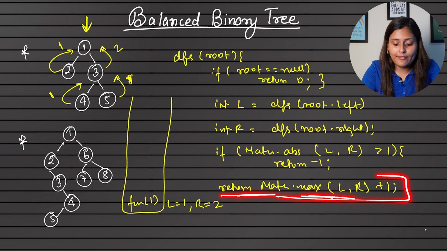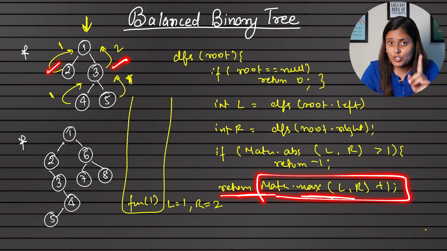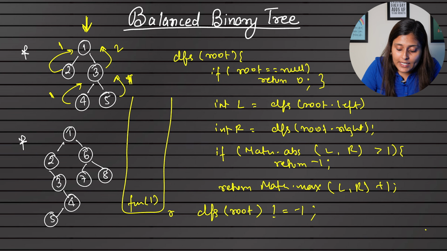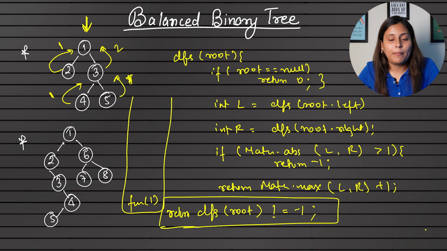Max of left and right, which is 2 and 1, which is 2, plus 1, which is 3. So from wherever we have called this DFS function with the root, if it is not equal to minus 1, we can say it is a balanced tree, meaning return true if it is not minus 1.